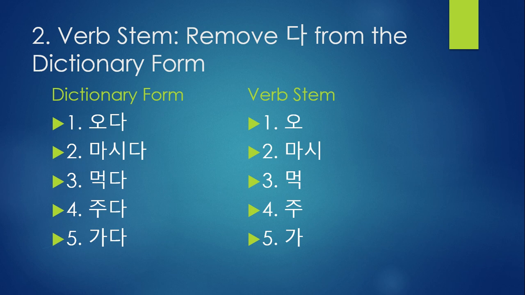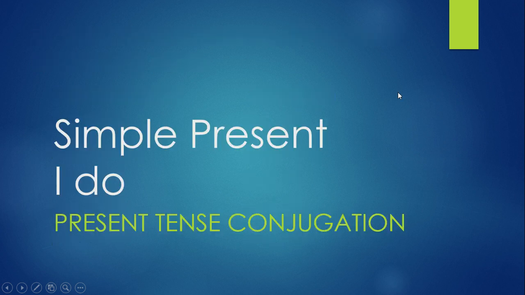To get the verb stem, you just need to remove da from the dictionary form. So Oda becomes O. Mashida becomes Mashi. Mokda becomes Mok. Juda becomes Ju. Gada becomes Ga. So just remove the da, and it becomes the verb stem. As simple as that. So those are the two forms, dictionary form and verb stem.